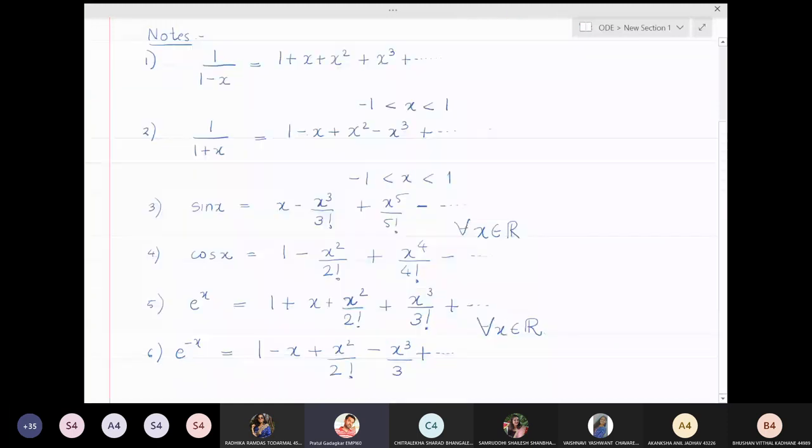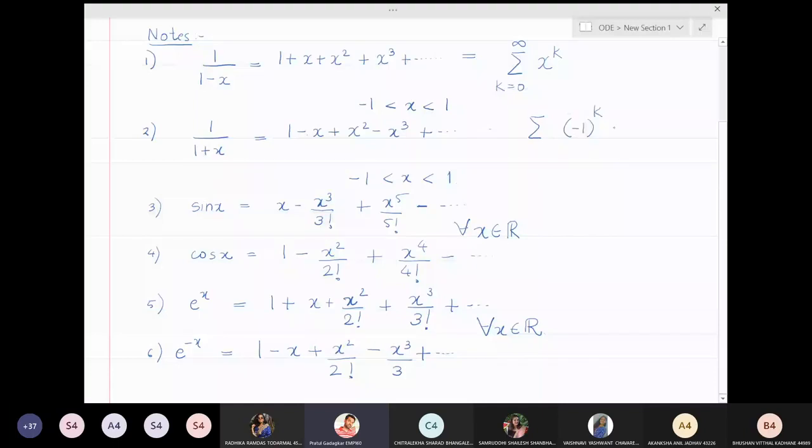which can be written in the form of summation: x power k, k going from 0 to infinity. The second one can be written as minus 1 power k times x power k, because there is alternating plus and minus sign, k going from 0 to infinity.